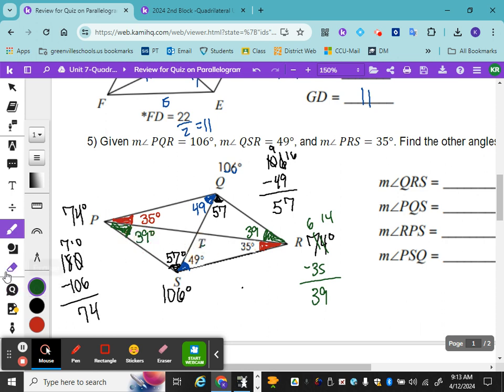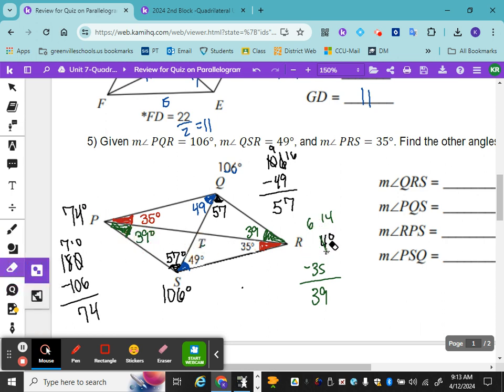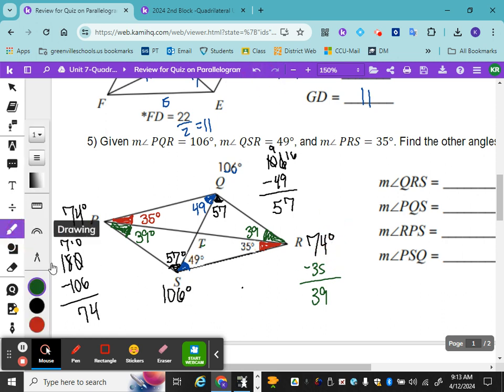We can find the middle angles, but let's see if that's even asked of us. Whoops, just trying to get rid of some of this. So we know that's a 74, not a 71. There we go. All right, let's see what's asked.